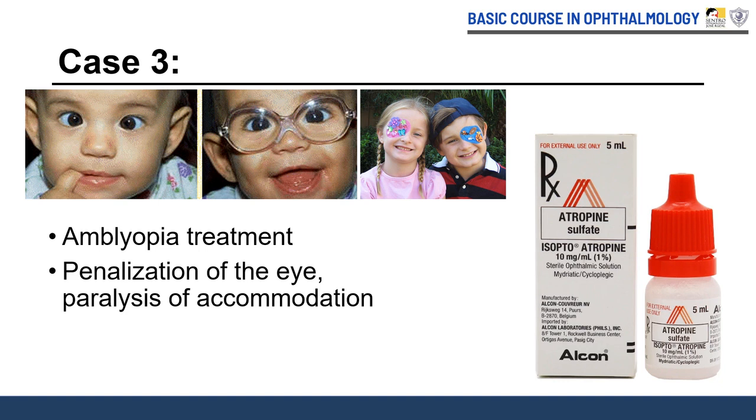The resulting blurred vision caused by atropine can also be used in amblyopia therapy as a form of penalization of the eye with normal visual acuity. Penalization combined with optical over or undercorrection is an alternative to direct occlusion of the better eye in amblyopia therapy.